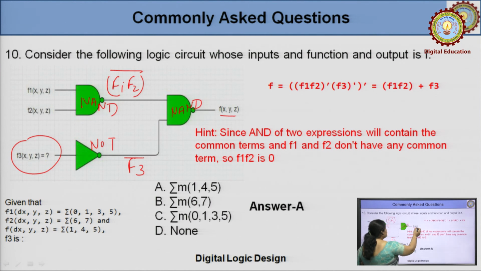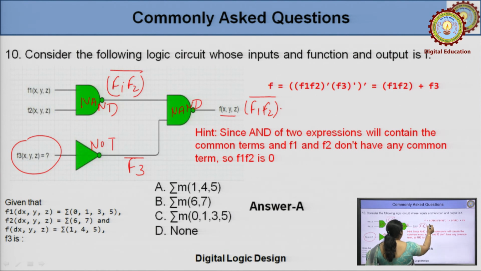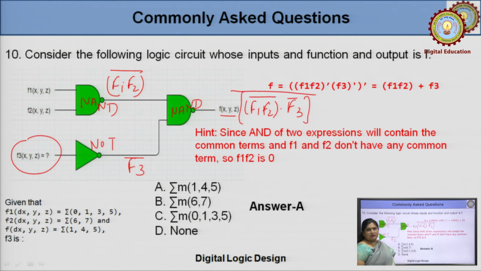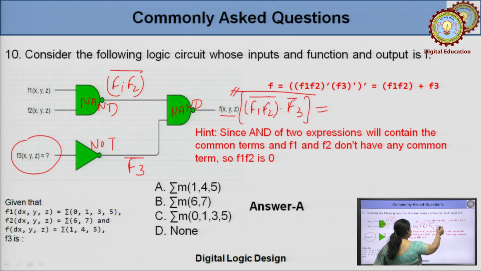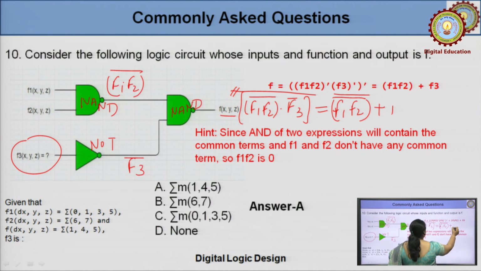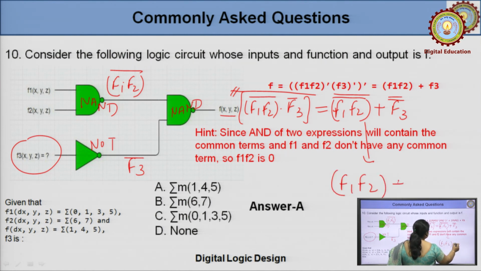Now what is f? F is f1 f2 bar dot f3 bar, and then because it is NAND, whole bar, right? So open this bar. How can you open this bar? Break the bar and change the sign. So it will become f1 f2 double bar plus f3 double bar. So it will become f1 f2, right, plus f3. I think it is clear.